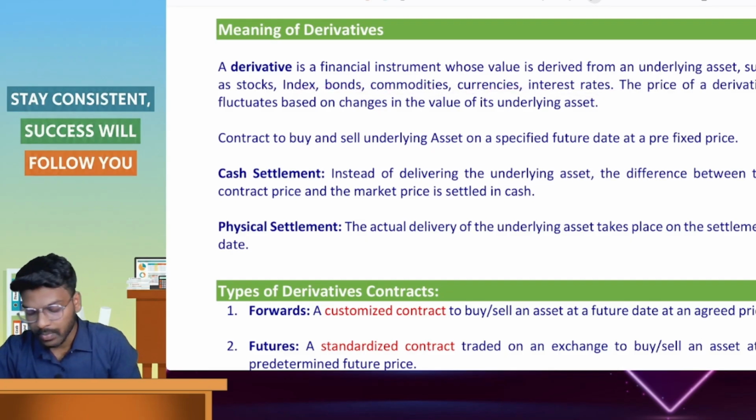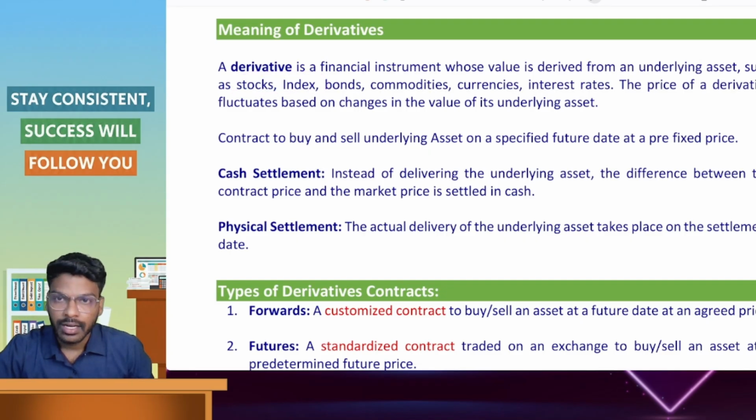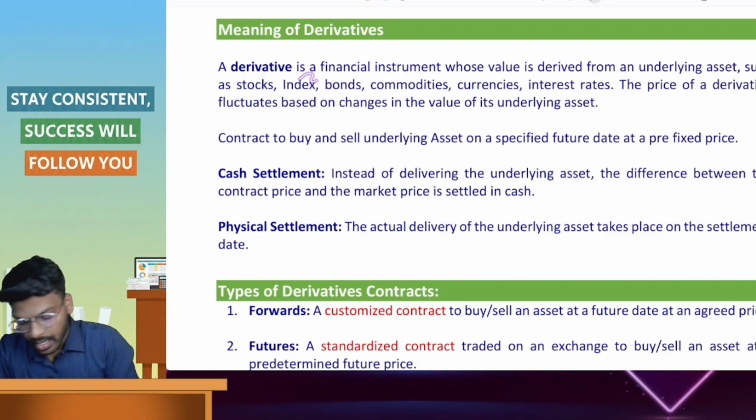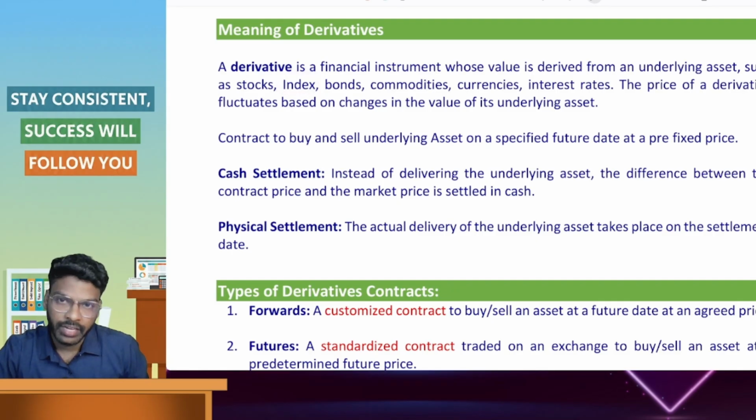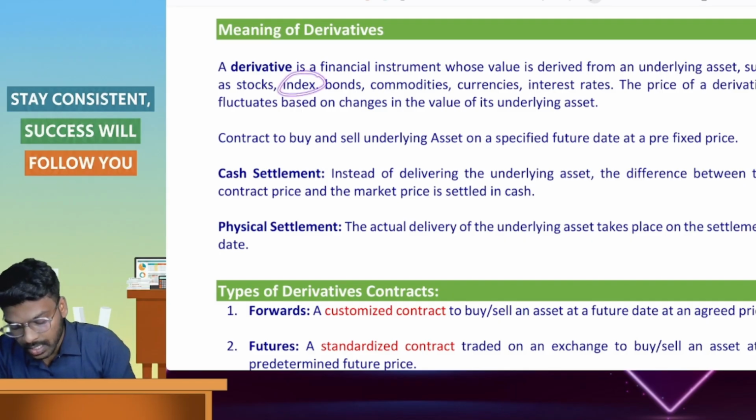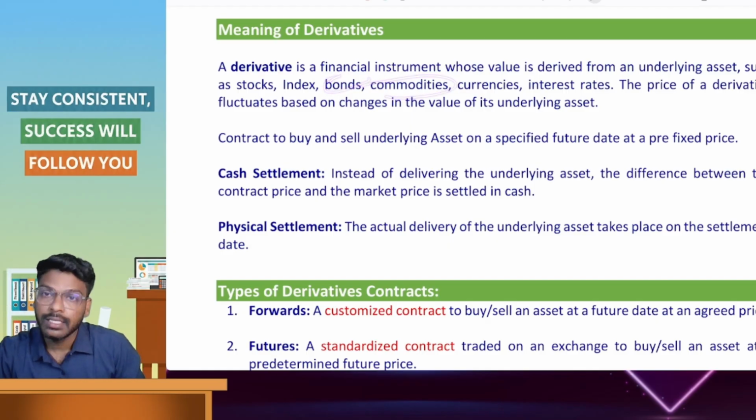Okay, it can be equity. Equity means shares and index. Index is the Nifty index or futures. It can be the top 50, Nifty 50, this is called an index. Okay, bonds and commodities, currencies and interest rates.